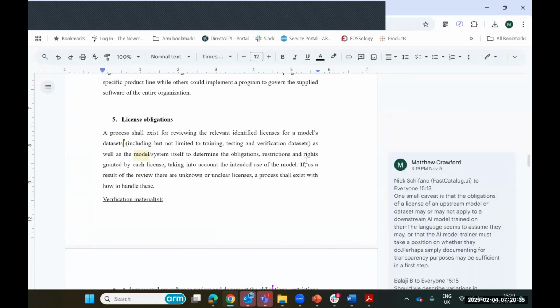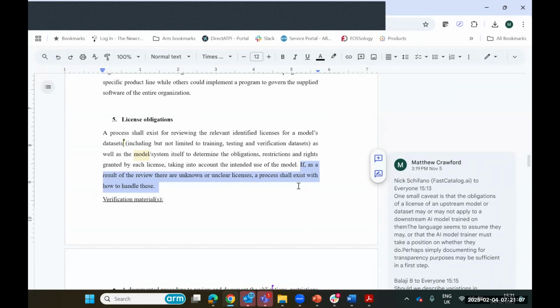I'm not sure about adding "unknown" here, because if you don't know about them, what are you supposed to do? So what I'm suggesting is, let's not create a second process. I'm not sure it does that, but a process shall exist on how to handle this. I don't know if we need a second process, because I think it's kind of a byproduct of the first exercise.